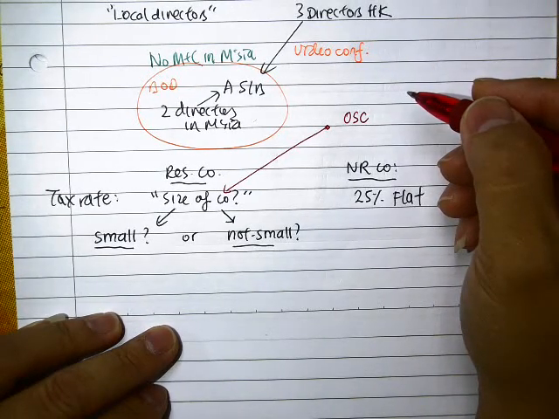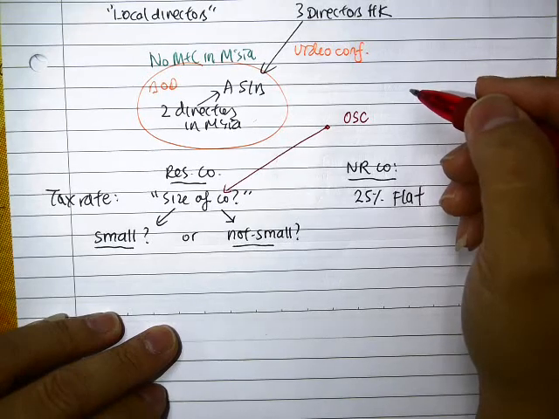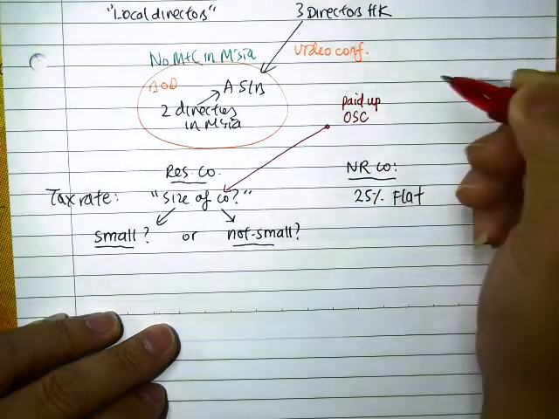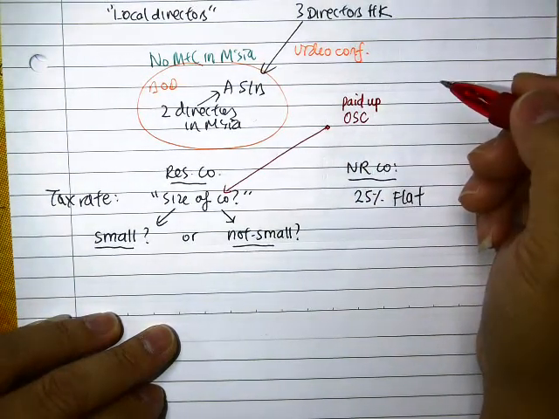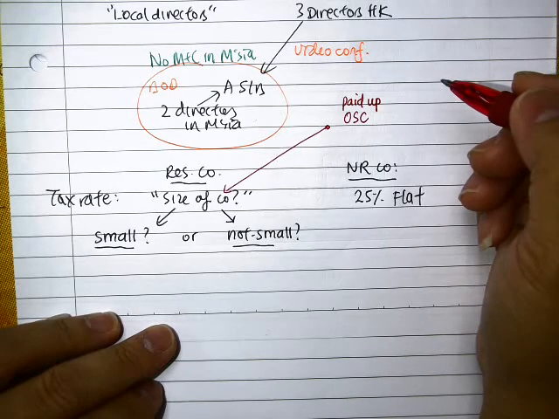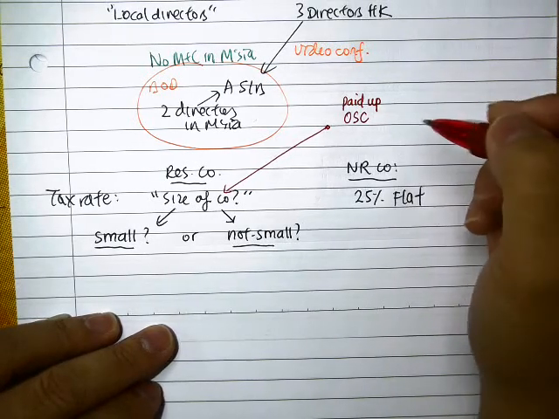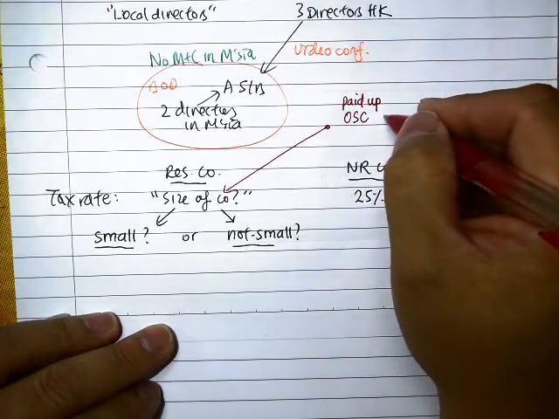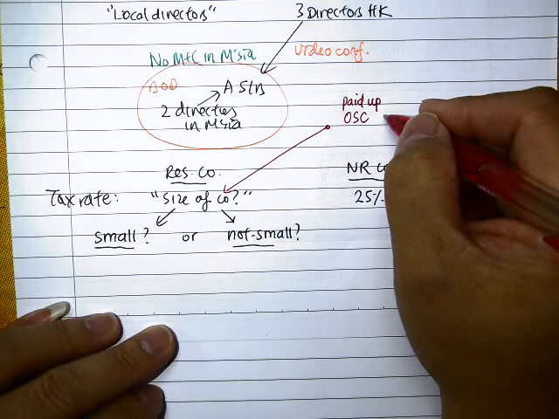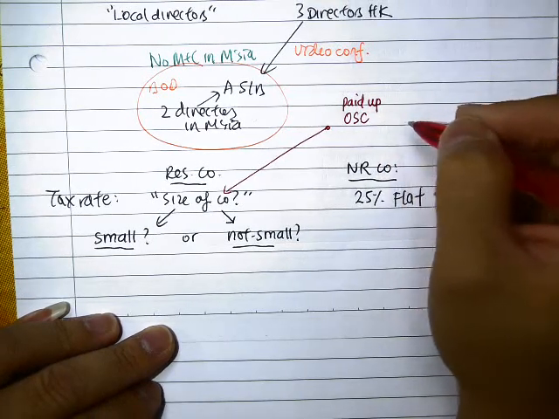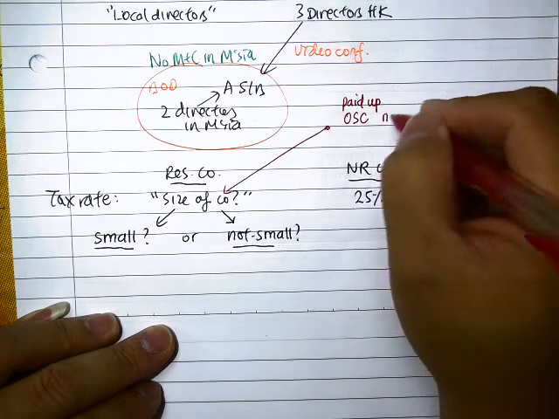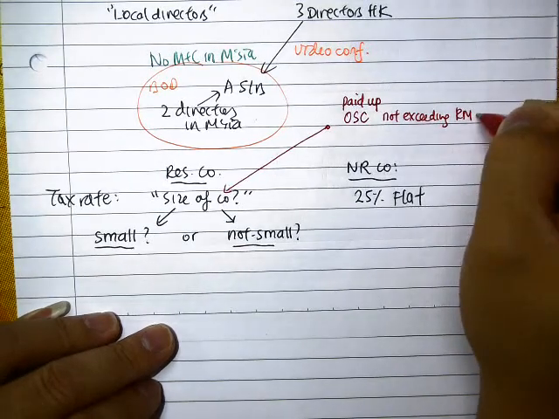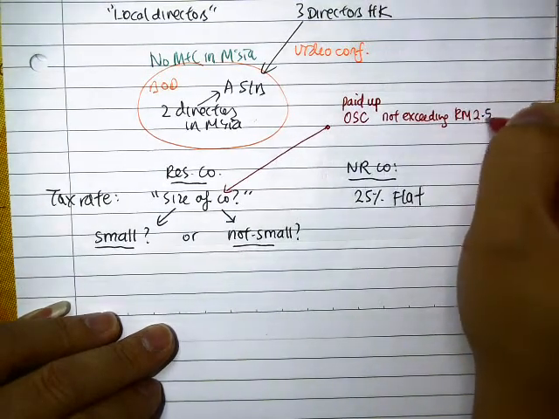What else? Paid up. You must be paid up. Got different, right? Okay? Authorized and paid up is not the same. Paid up, ordinary share capital. Some more? How much? What's the limit? Not exceeding how much? 2.5 million.